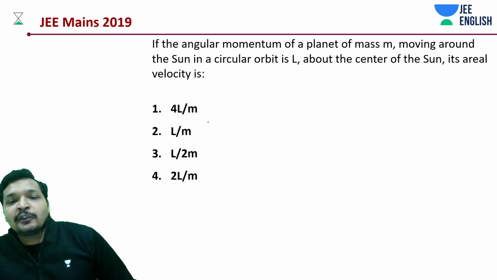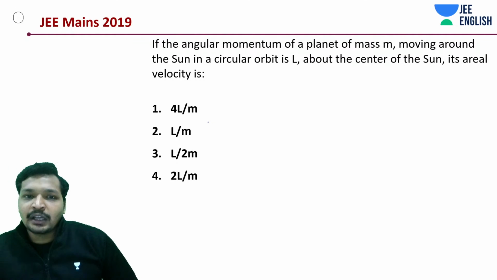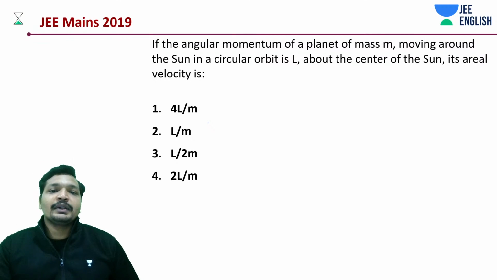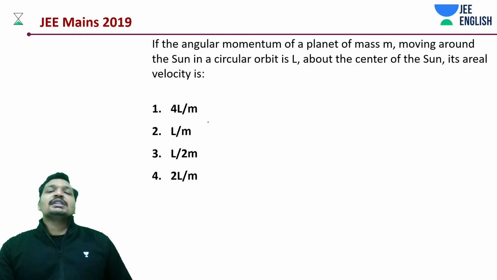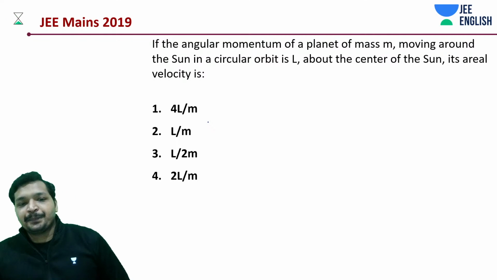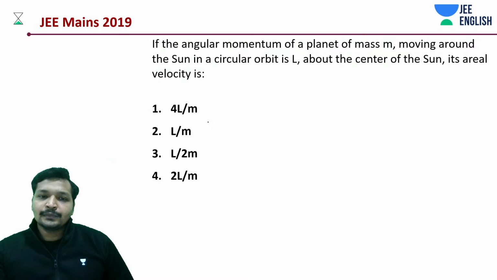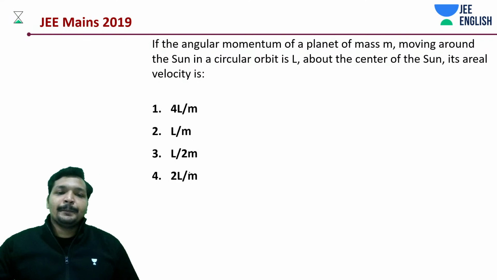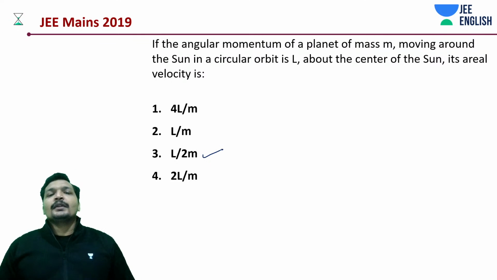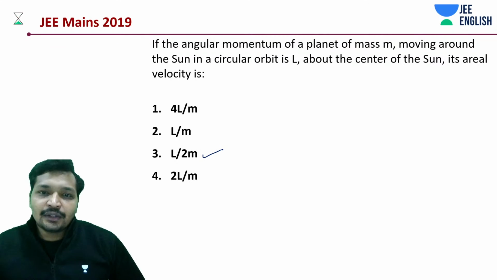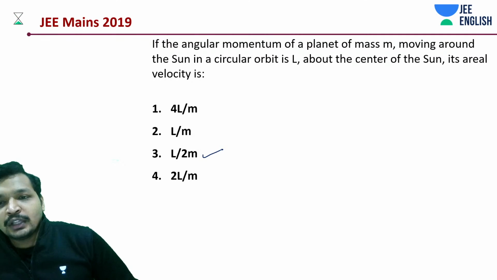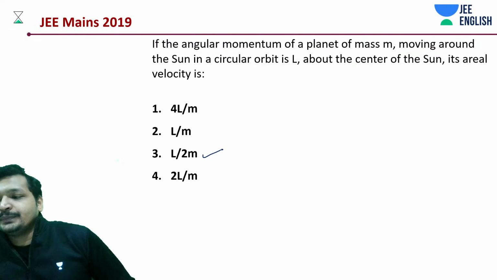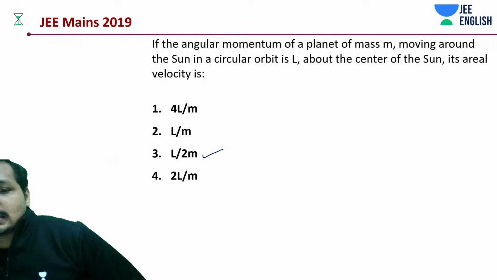The angular momentum of the planet of mass m moving around the sun in a circular orbit is L about the sun. Then the aerial velocity is going to be how much? It should be L by 2m, right? But in this case, it's actually a circular orbit. So what we can do is we can do the calculation and get the answer. But this is a standard thing that we get.